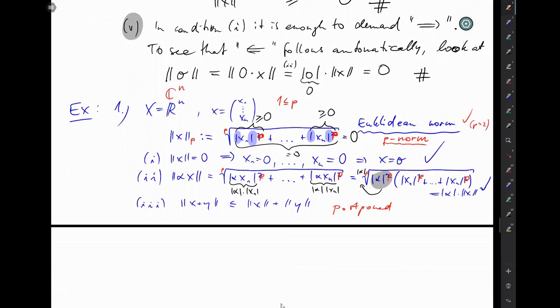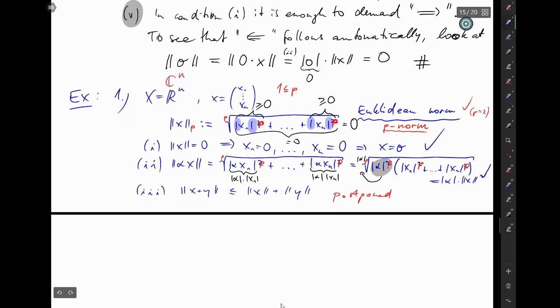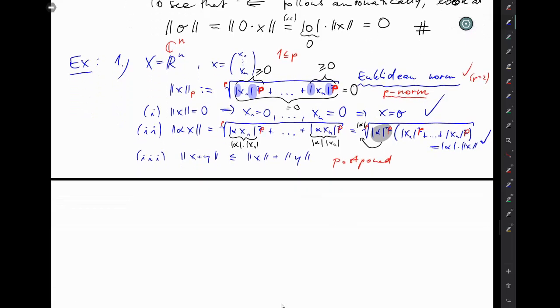Again, from here there are different directions to go. Let's start with the first direction, where we say: what happens to the p norm if p goes to infinity? So let p go to infinity, which is allowed. Is there a limit? And if yes, what is it?